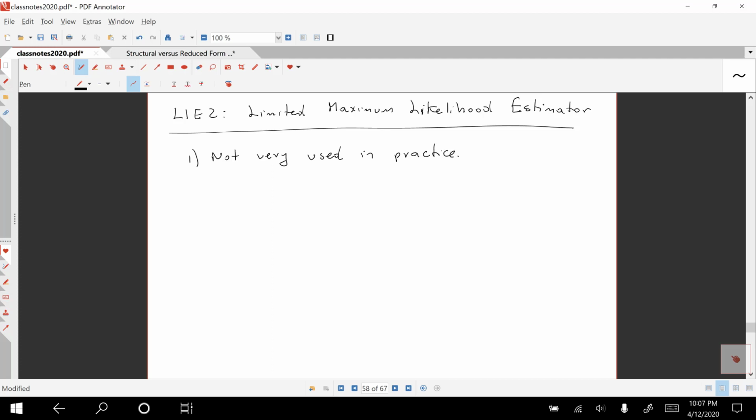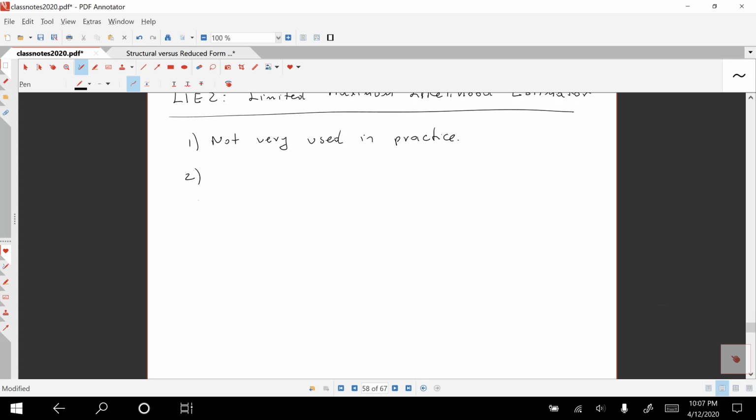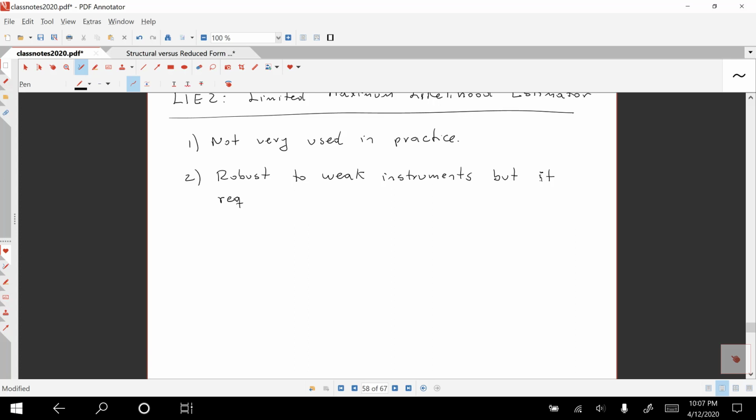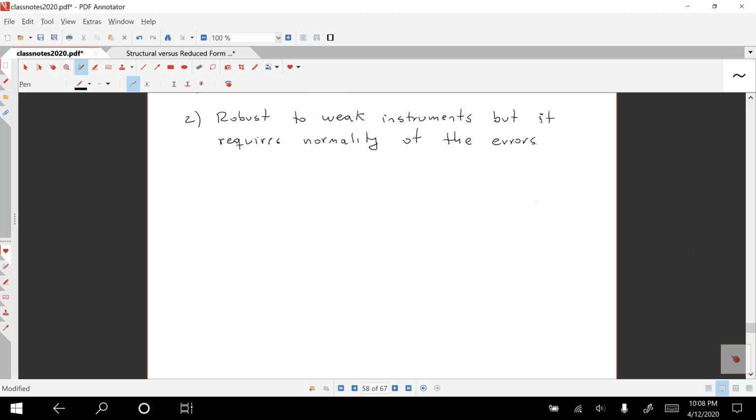Okay, but it's mentioned in the literature. Of course, it has some properties, as every estimator, so there are some advantages and disadvantages. The advantage is that it's robust to weak instruments, which, remember, that's a problem. But the catch here is that it requires a normality assumption. So it requires normality of the errors, which might be satisfied in some cases. It might not be satisfied in other cases. Okay, so that's the catch there.